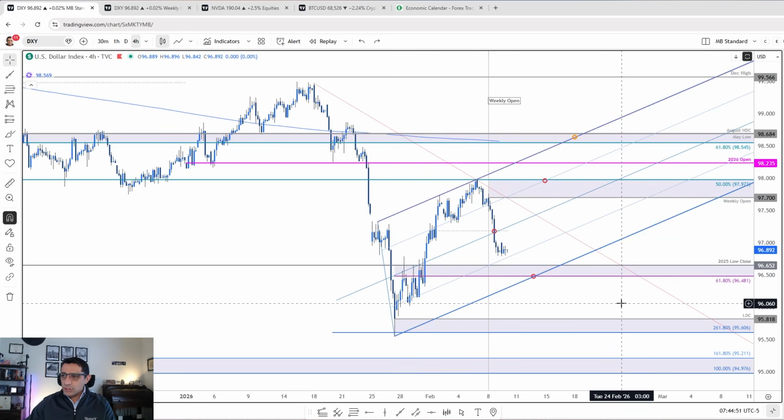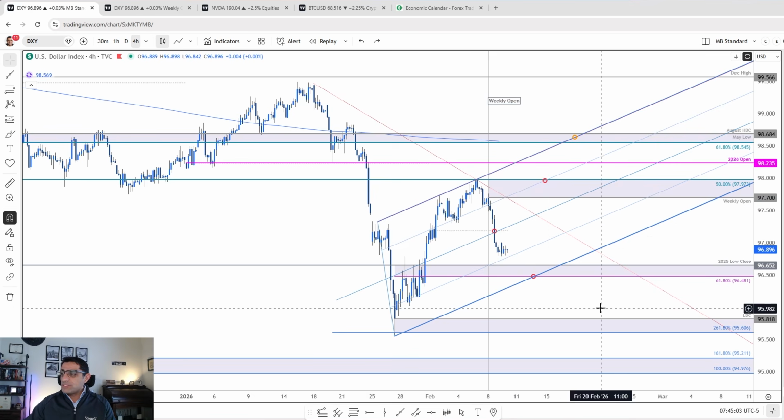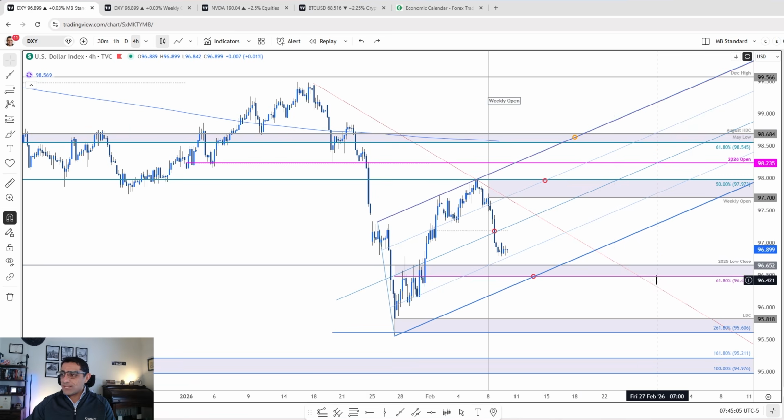Bottom line, initial resistance right at the monthly open, that's 97.18. If the US dollar is heading lower on this stretch, rallies should be limited to the weekly open at 97.70. Key support near term 96.48. We need to see a close below that to mark resumption of the downtrend.